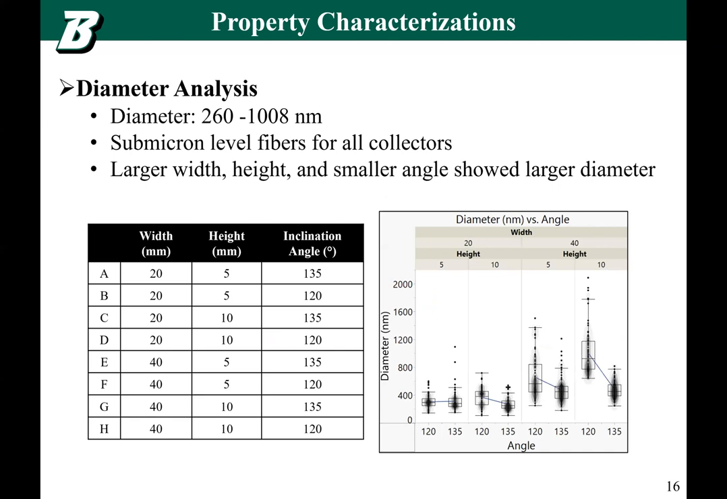And after fiber diameter analysis under the microscope, we'll see that the fiber diameter averagely ranges from 260 to 1000 nanometers. This means all fibers are submicron level or nanofiber level, nanoscale level. And we can see for fiber diameter, if we increase the collector width and height or decrease the collector inclination angle, we'll always get bigger fibers.